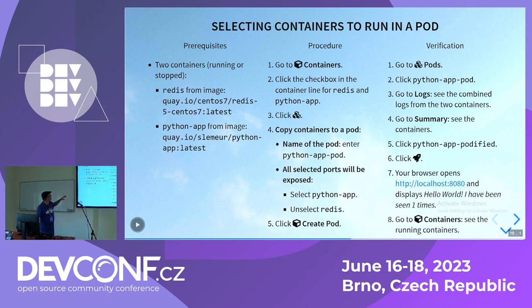Okay? So, who is not familiar with pods? Well, everybody knows, so that's good. I will start from the situation where on Podman, so on the container engine, I have a pod running. And now that I have that running on the container engine, I want to push it to some Kubernetes. Okay?